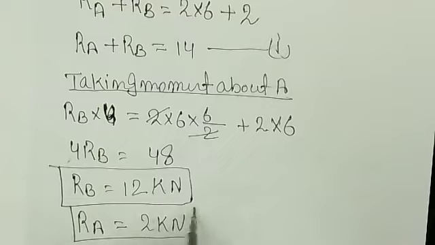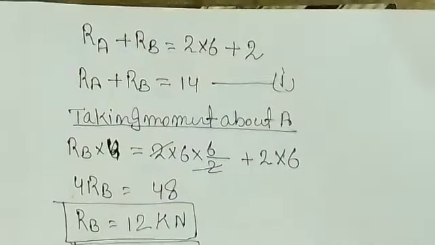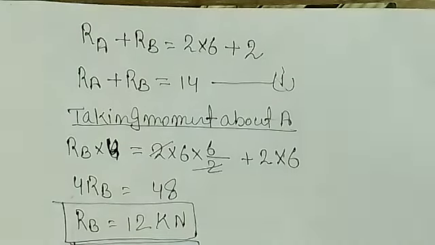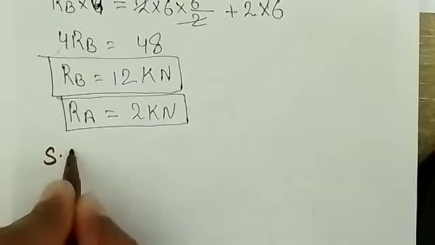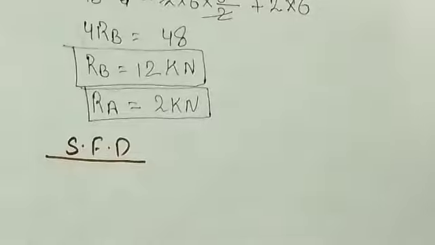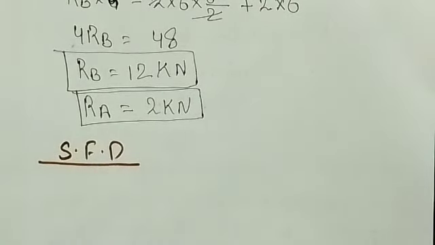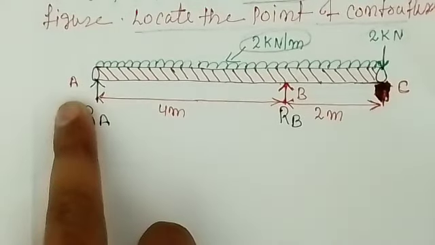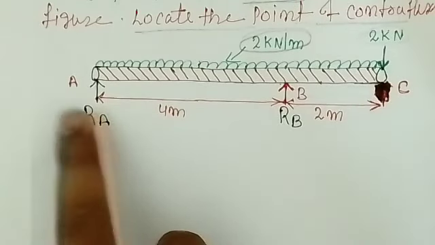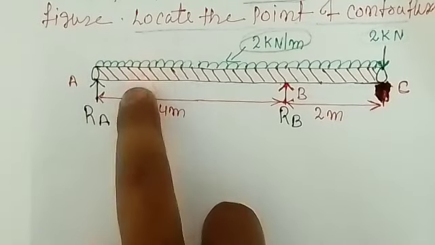Got it? Now we got the reactions at A and B, and then we can start our calculation for SFD and BMD. So let's do that. Here you can write SFD, that is the shear force diagram. Shear force diagram means what? First of all, I can start from the left. At the left section, the shear force is plus RA, where left side upward is positive and left side downward is negative.